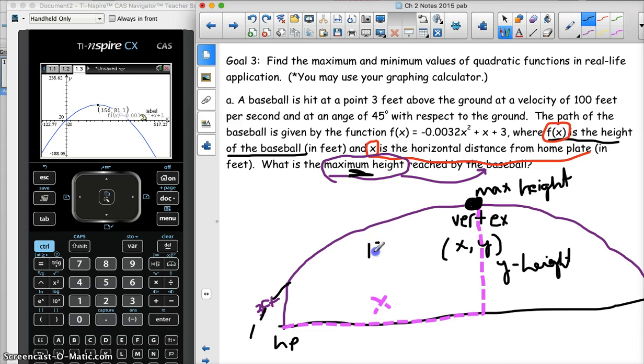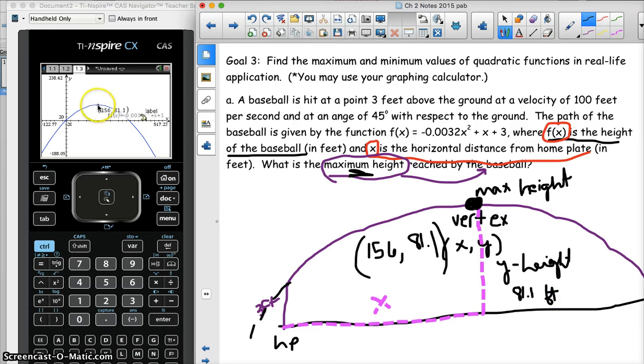So my vertex point is 156 and 81.1. I can't tell you how many times I ask questions like this and students automatically give me the x coordinate for the maximum height. Recall, f of x represents the height, so our y coordinate represents our height. So the maximum height that the ball reaches is 81.1 feet.